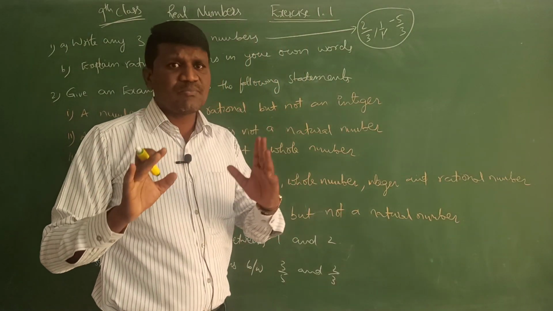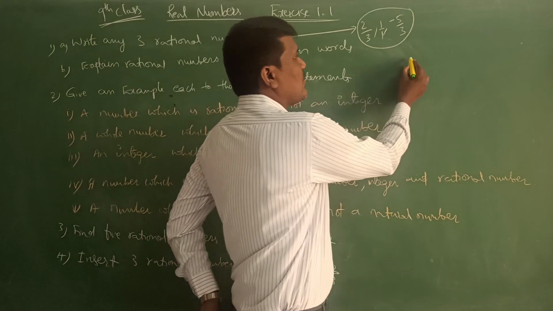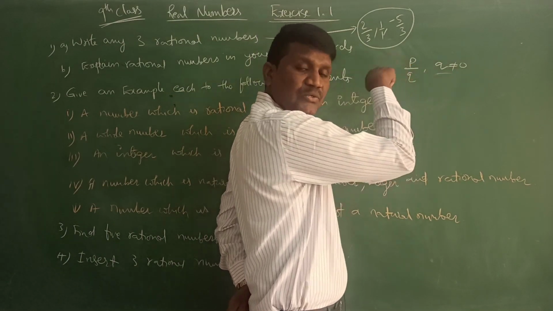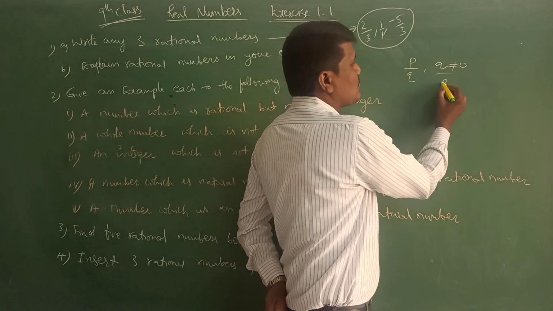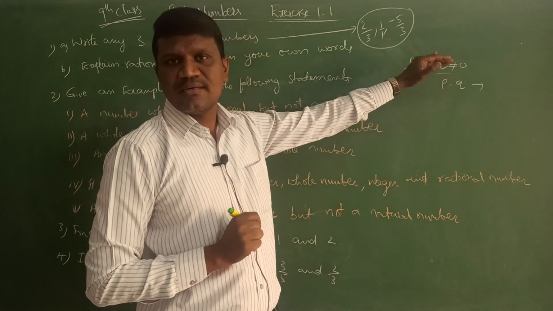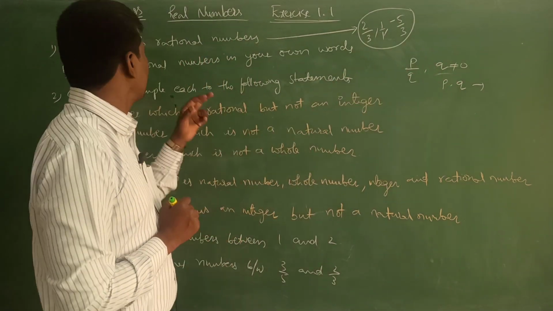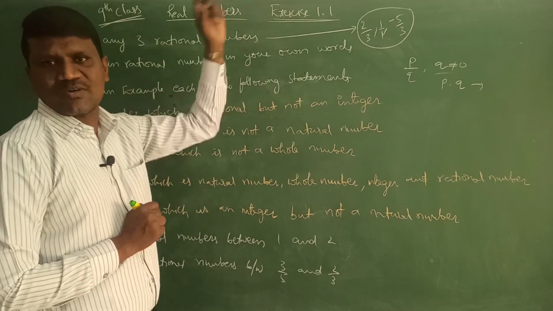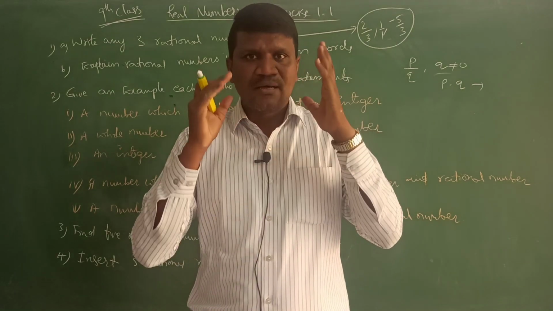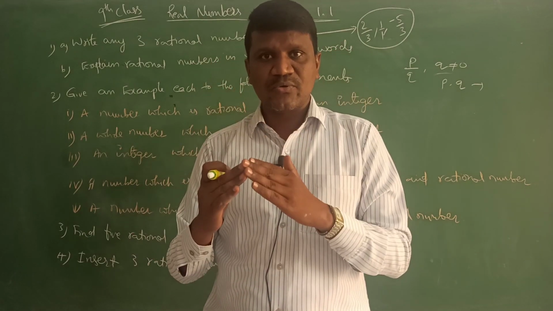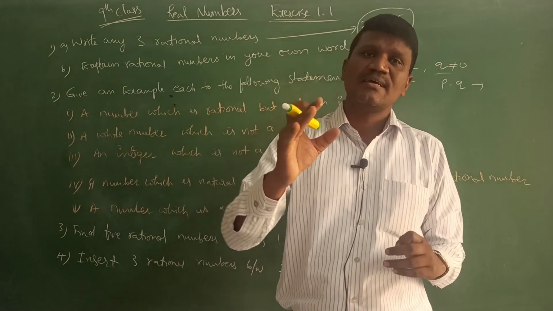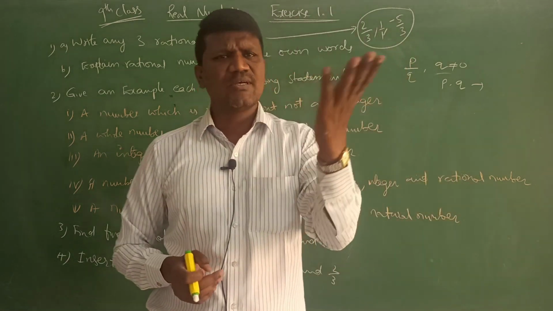Here the main concept is that a rational number is in p by q form and q should not be 0. The denominator should not be 0. And also this p and q should be integers, right? So this is the definition of rational numbers. Second one, if you see, explain rational numbers in your own words. That is the same. Explaining the rational number in your own words means the number which is in the form of p by q, where q is not 0 and p, q are integers, then we can say the number is a rational number. You can write.